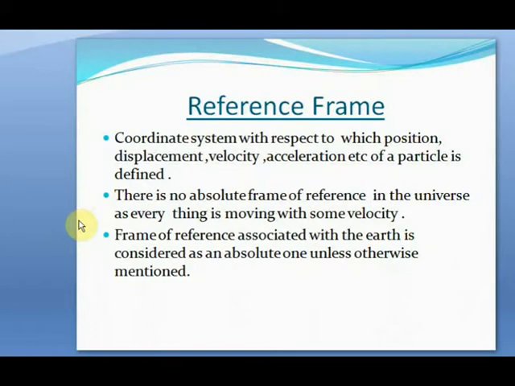So first let's talk about reference frame. So what is a reference frame? A reference frame is a coordinate system with respect to which position, displacement, velocity, acceleration, etc. of a particle is defined. There is no absolute frame of reference in the universe, as everything is moving with some velocity. Usually the frame of reference which is associated with the Earth, we consider it as an absolute frame of reference unless otherwise mentioned. So even though the Earth is moving, we consider it as an absolute frame of reference.